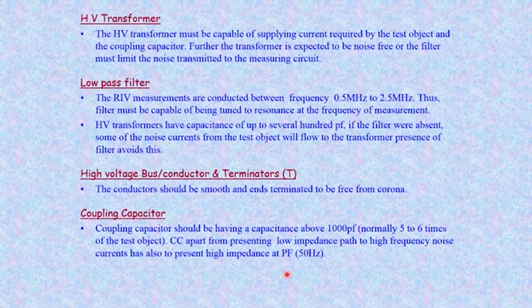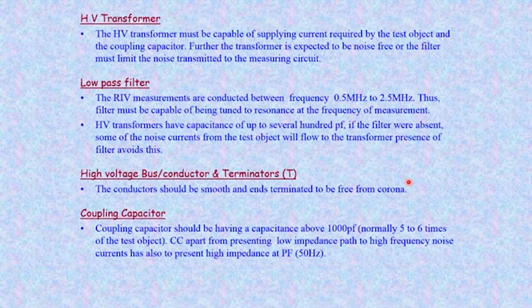Then second, after the transformer, comes the low pass filter which is being tuned. The RIV measurements are conducted, as mentioned earlier, at frequencies between 0.5 to 2.5 megahertz. This is prescribed in the standard 437 as mentioned. This filter must be capable of being tuned to resonance at the frequency of measurement.